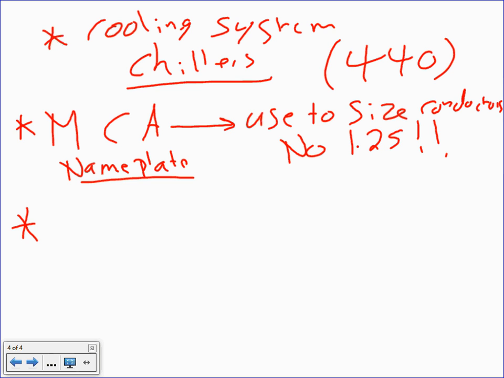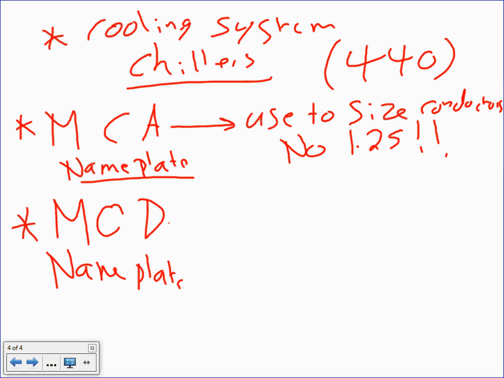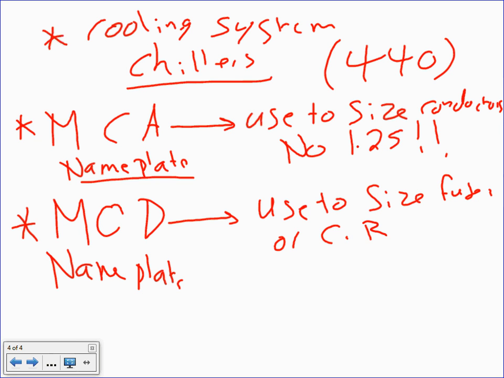The second thing on the nameplate of a chiller, guys, is maximum overcurrent protection. I think they call it maximum overcurrent device. This is how they write it. Maximum overcurrent device, MOD. Maximum fuse or maximum overcurrent protection device, the same thing. This is on the nameplate, and it is also used to size the fuse or circuit breaker.